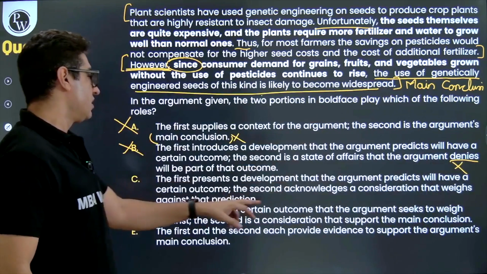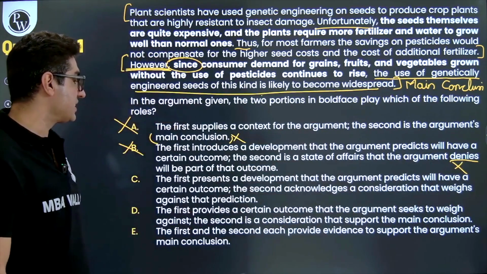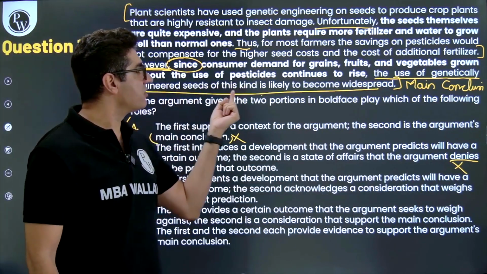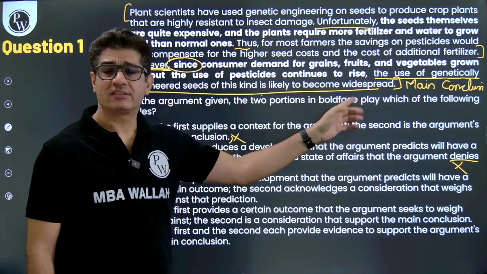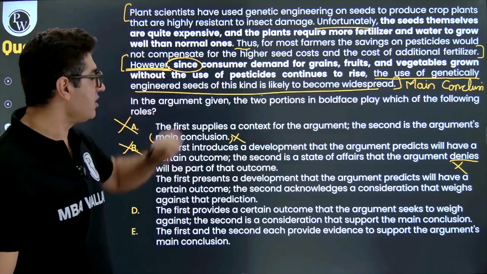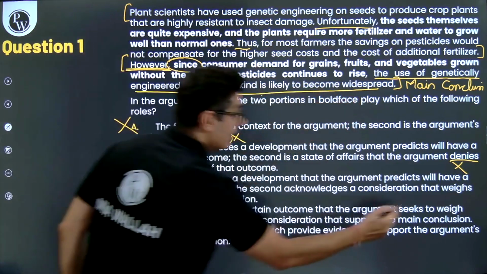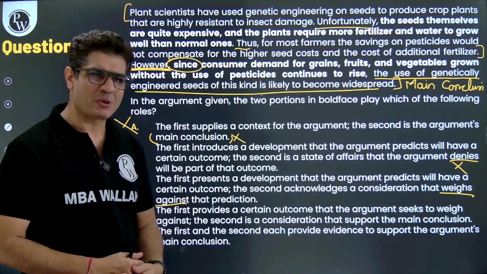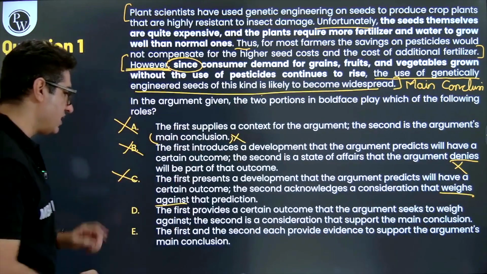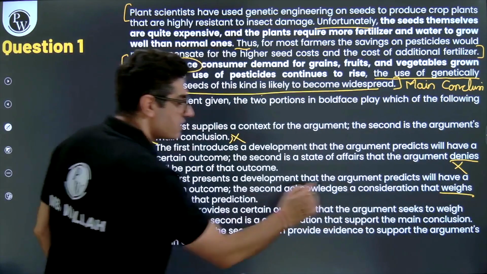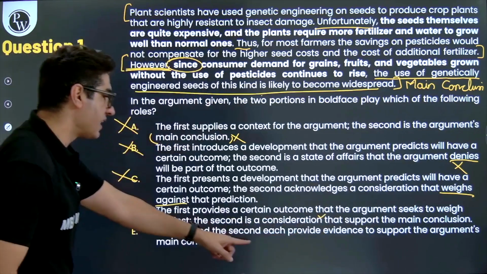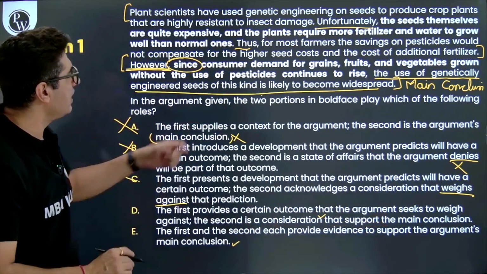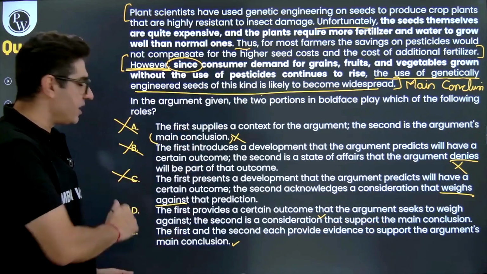C, the second acknowledges a consideration that weighs against that prediction. Okay, then the author says the use of genetically engineered seeds of this kind is likely to become widespread. That's a prediction. Now, the second boldface weighs against this prediction or goes on to support this prediction. It goes on to support, right? So even C gets eliminated. D, the second is a consideration that supports the main conclusion. Check, yes. The second provides evidence to support the argument's main conclusion. Yes.